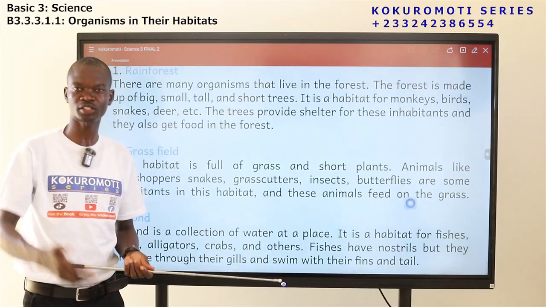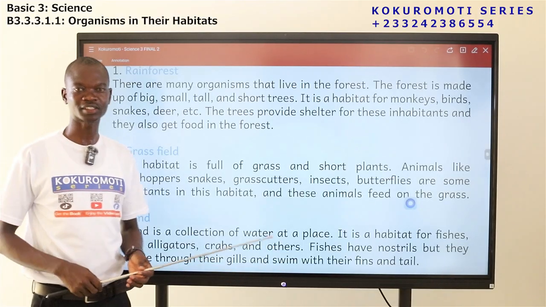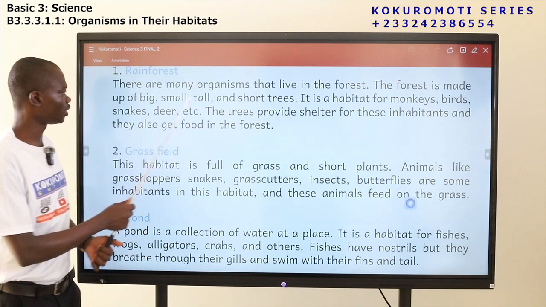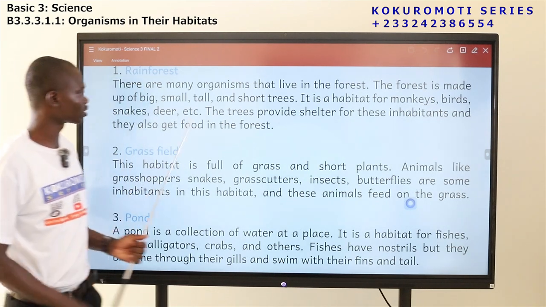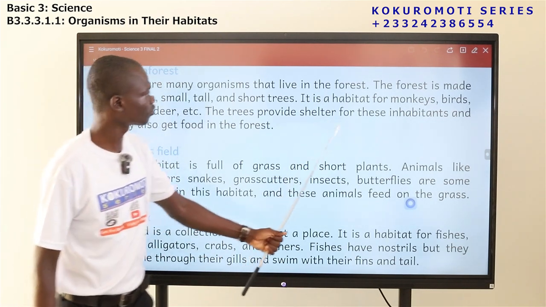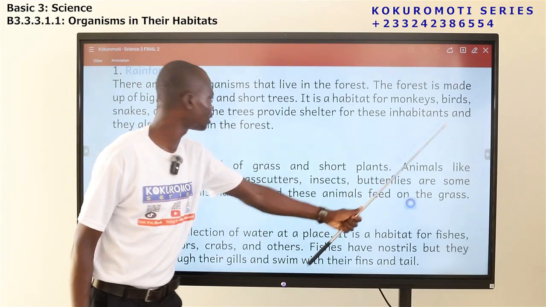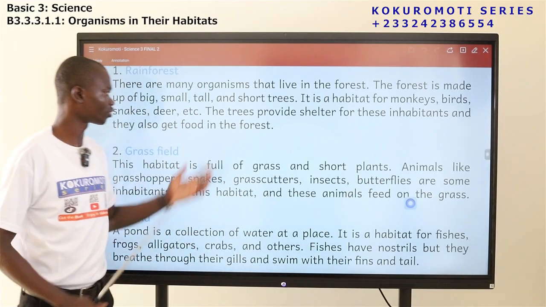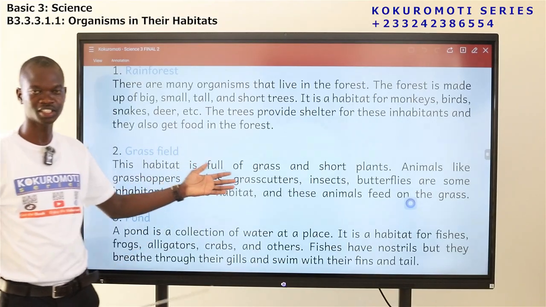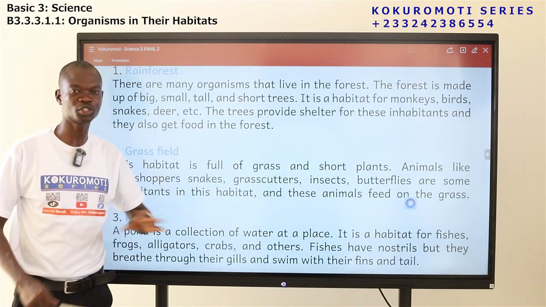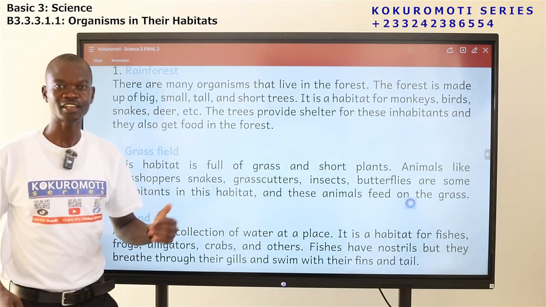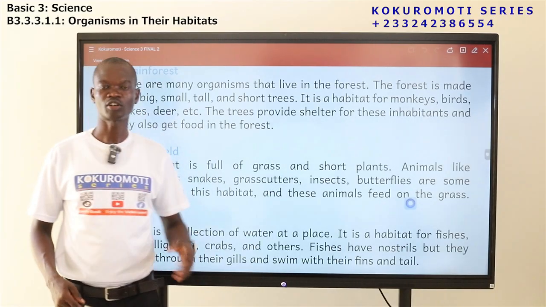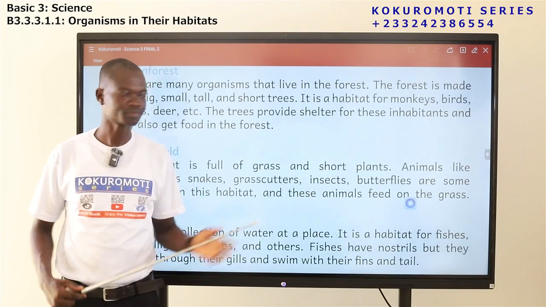I believe you can mention 2, 3, 4 animals or even more that can be found in what? Rainforest. They live there because the trees provide shelter for these animals or these inhabitants, and they also get their food in the rainforest or in the forest. So the animals are there not because of anything. They are there because they will get food, and that place also provides shelter for them.